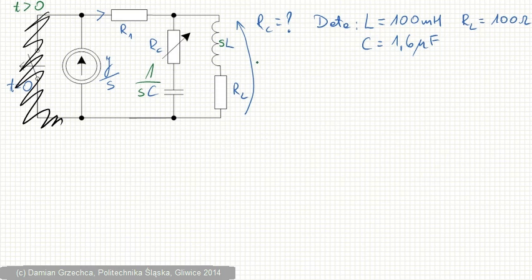So now we are calculating capital U of S. Capital U of S is the main current that flows through the parallel branch. It is J over S times the impedance between two branches: the branch with the capacitor and the branch with the coil and its internal resistance RL. In the numerator, we're going to have RC plus 1 over SC, times RL plus SL, and the denominator is a sum of all elements.